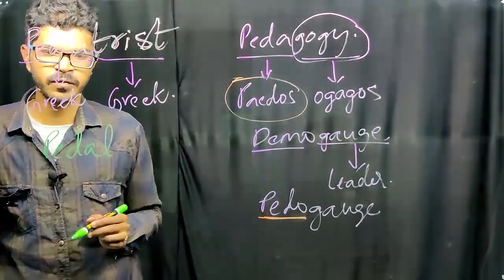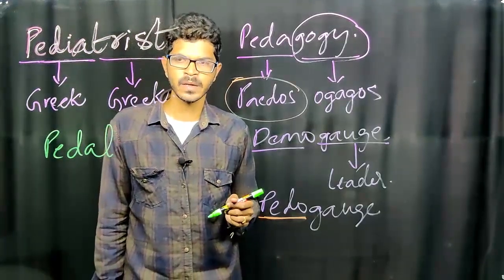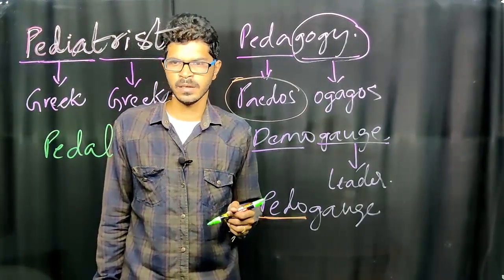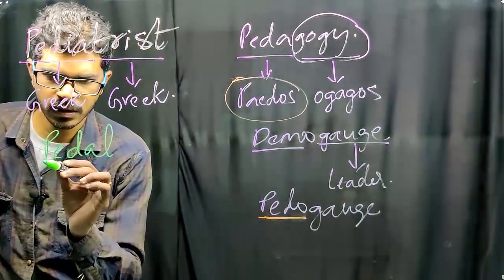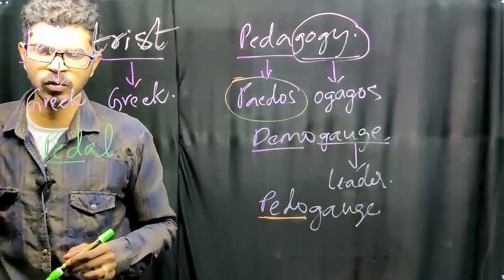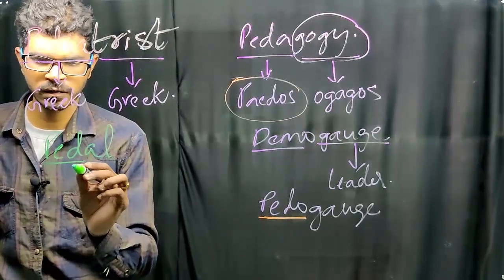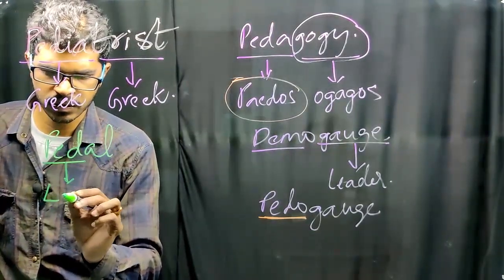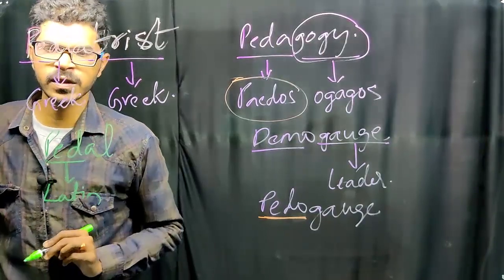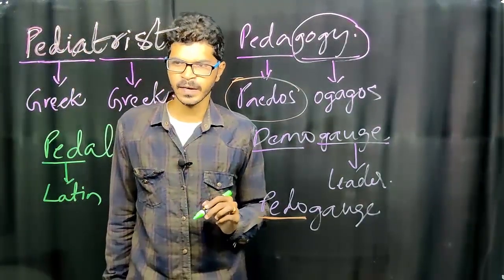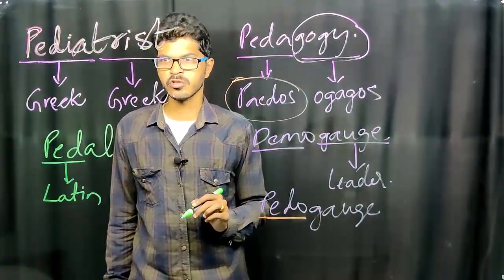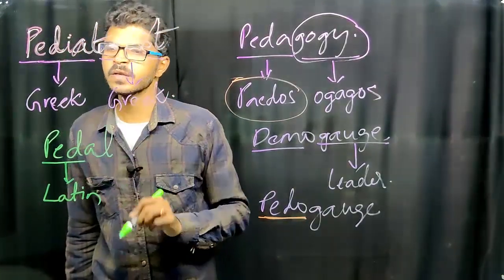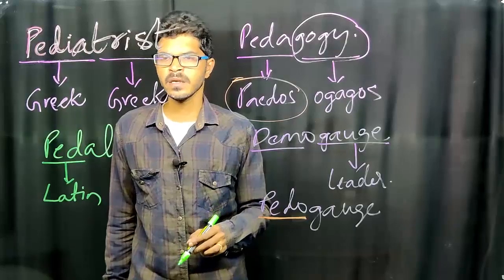Because you should not be confused, that's why I am giving you these words. What do you mean by a pedal? Pedal is a Latin origin word, while this other ped is a Greek origin word. Pedal is of Latin origin, which means leg. This ped should not be confused with this ped. Pedal means leg here.